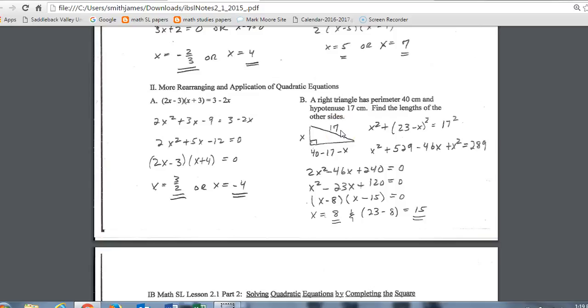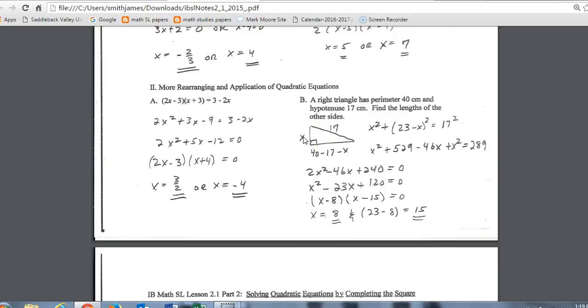So if I've got to find the lengths of the other sides, I'm already thinking Pythagorean theorem because it's a right triangle. So a squared plus b squared equals c squared. But in order to set that up, I need some value to represent each side length. We know the hypotenuse was 17, that was given. I'm going to call one leg x just to identify it as something.